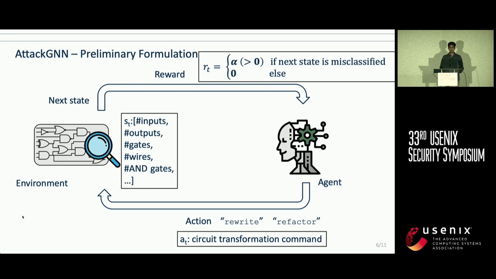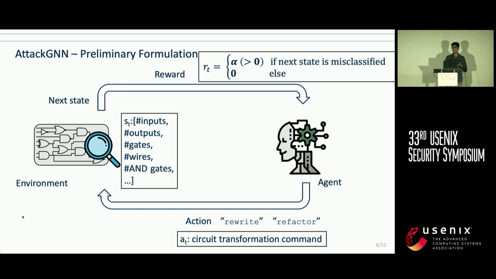So now, when we train this agent in an iterative fashion, let's say we start off with a Trojan inserted circuit, and we ask the agent to pick an action. Let's say it picks the action rewrite. Now we apply that action to that circuit and create a new circuit which is functionally equivalent to the original one but structurally different. We pass that circuit to the GNN that is trained to detect hardware Trojans. Then we use the feedback from that GNN to provide reward to the agent, which goes on in an iterative cycle to improve its actions in future iterations. So this is the basic premise of our technique called AttackGNN.